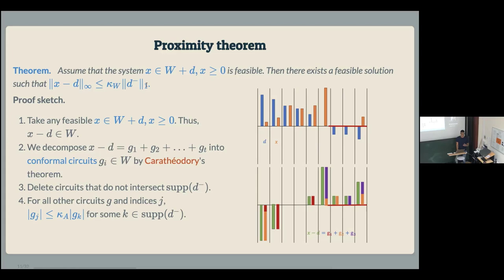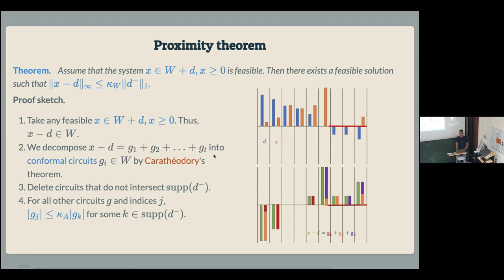And what is the proof idea behind that? You just pick any element in the right subspace. You take the difference to the vector D, and you can decompose it into circuits. And you know that the circuit imbalance is bounded by your condition number kappa. So let's look at this picture. We have x in orange, in blue we have D. D has a few negative components. You can decompose the difference into these three circuits, and you know that they are not too imbalanced. And the idea is that you only have to apply to your negative vector D those circuits that intersect the negative components of D. So essentially, all the shift you have to do is fix the negative coordinates of these variables, and you get a delta of kappa times the negativity of D, that gives you the proximity.